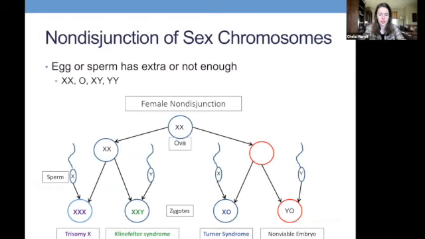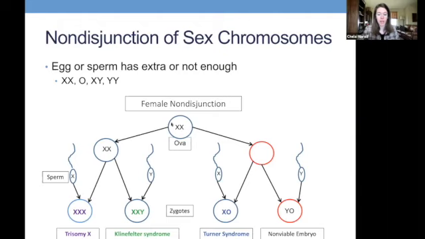Okay, so this little diagram, I think, can be a little bit confusing at first, but female non-disjunction. So if we have an egg where meiosis does not happen properly versus a sperm where it doesn't happen properly, we can get different results because females have 2 X's and males have an X and a Y in their body.